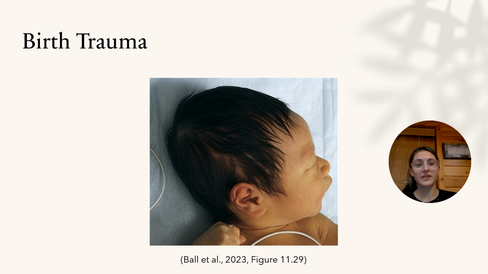It is common for infants' heads to be abnormally shaped due to trauma during a vaginal delivery. This can cause edema to the infant's scalp. Caput succedaneum is seen in this image, and that is the most common form of birth trauma, where there is edema in the occiput part of the head, which can make it more difficult to differentiate where the patient's sutures are. And then this can go away within a few days after delivery.